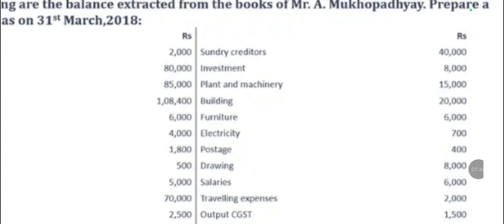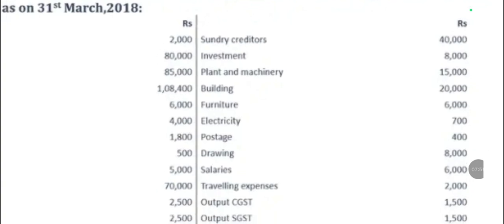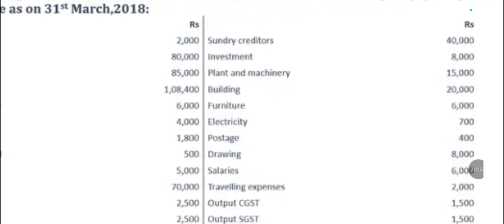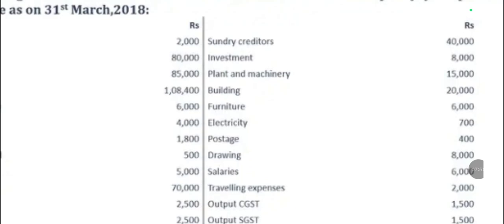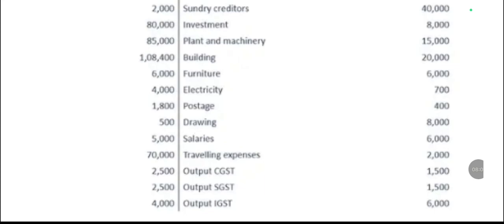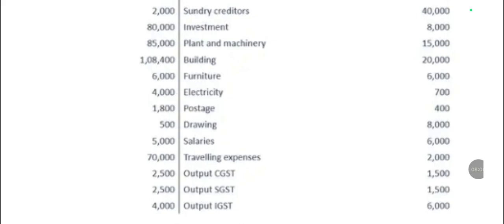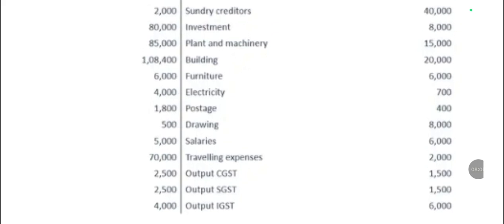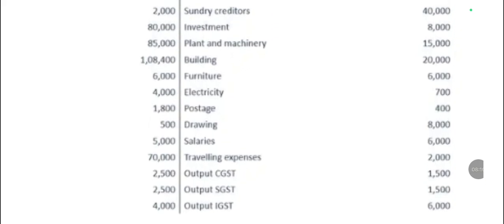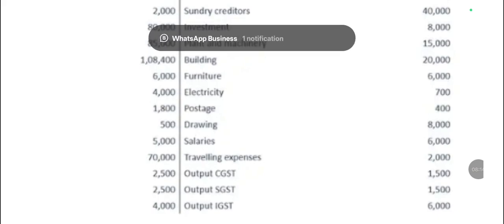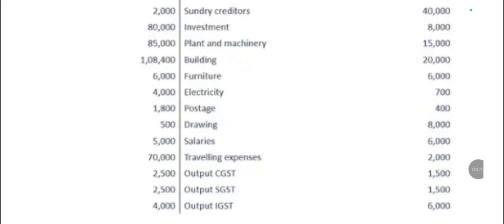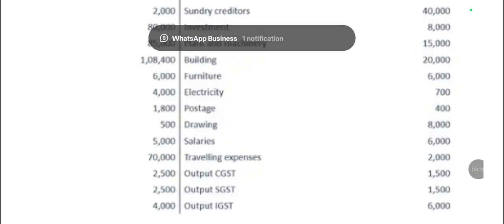Investment, asset, debit. Plant and machinery, asset, debit. Building, asset, debit. Furniture, asset, debit. Electricity expense, debit. Postage expense, debit. Drawings, it is of opposite nature to capital account, so debit. Salaries is an expense, debit. Traveling expenses is an expense, debit. Here output CGST, output SGST and output IGST are of liability nature, so they all will be shown on the credit side of the trial balance.